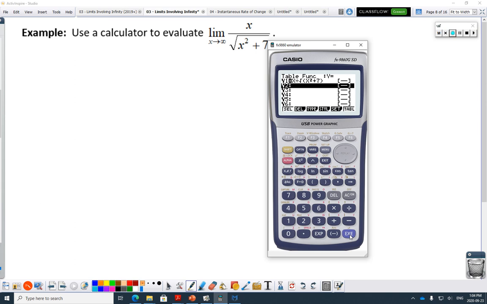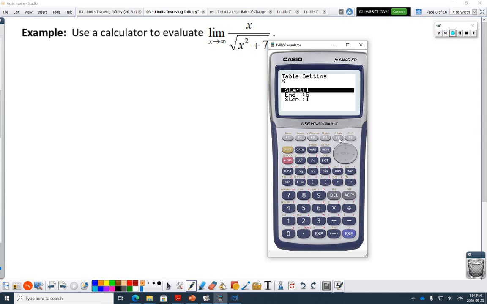Now, it's awfully tempting to hit the table button, and it gives you a good result. But we specifically want the limit as x goes to infinity. So we don't want just any table. We want a table that gives big x values. So just hit F5 for set. It was about to give me a table that went from 1 to 5, and that's not going to help me to find the limit at infinity.